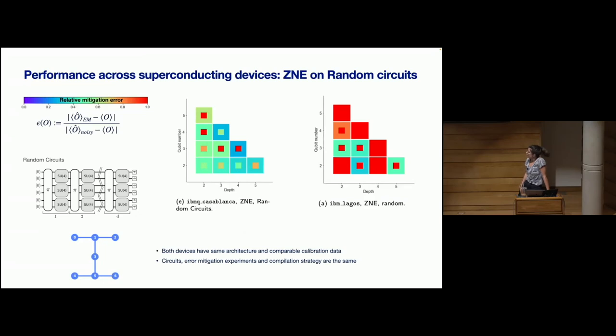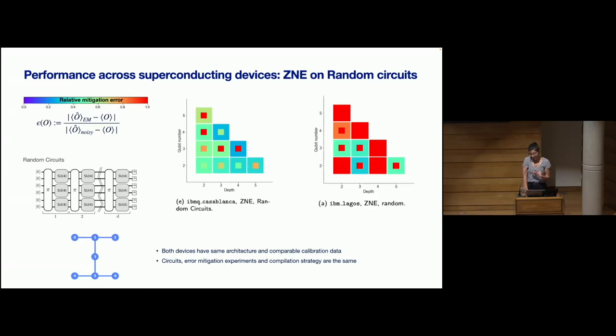error. And now on your left, you see results from Casablanca device, and on their left from Lagos. So these look very different in terms of the performance, although if you look at the architecture of the two devices is the same, and the calibration data taken at the time of the experiments is quite similar. And of course we use the same circuit sets and the same shot budget and the same compilation strategy in both of these cases. So what's going on here?